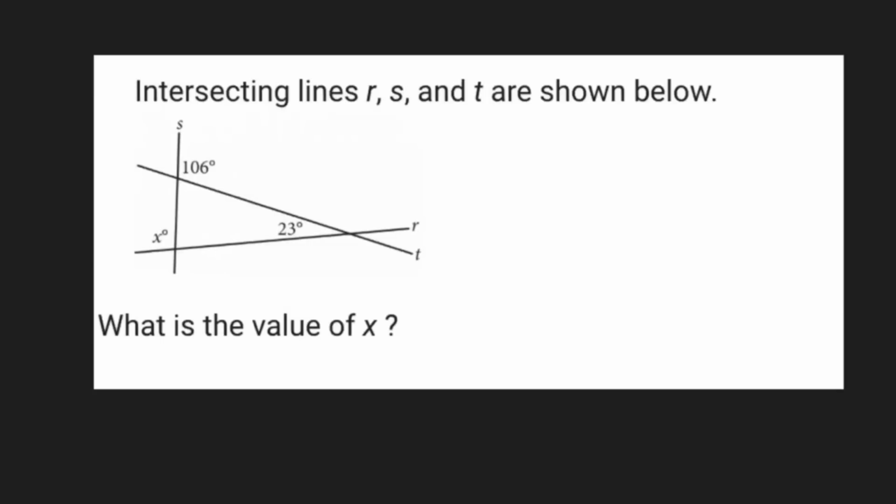Intersecting lines R, S, and T are shown below. What is the value of x? Well, they give us two angle measures, right? We have this 106 degrees out here and 23 degrees out here. So the first thing you want to take note of is supplementary angles, right?